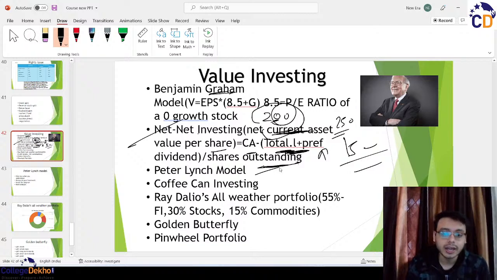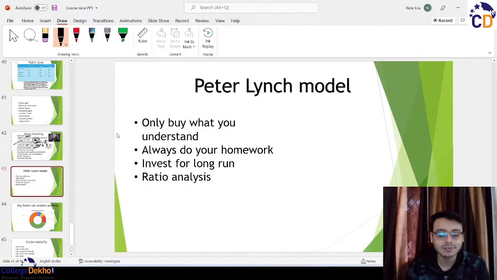The next model he talked about is the Peter Lynch model. So what exactly is the Peter Lynch model? A few facts were suggested by Mr. Peter Lynch. Peter Lynch is a person who came up with his own model, and he laid down some criteria or benchmarks which can help you analyze your portfolio or go forward with your portfolio.